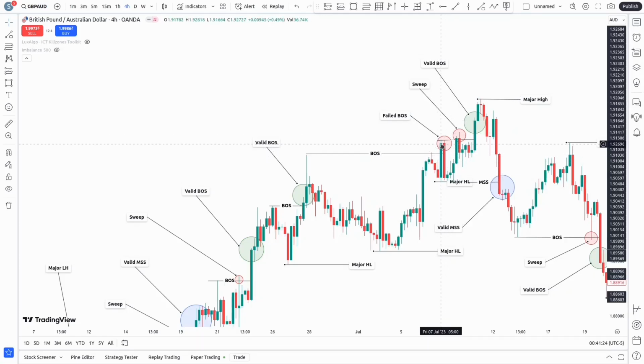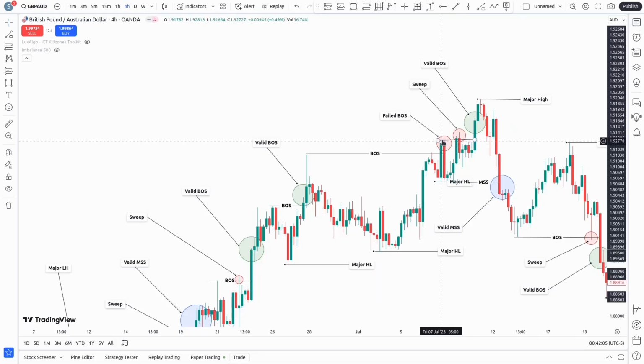A valid break of structure is one where, when this candle closes, we see another bullish candle possibly closing here, or maybe a tiny bearish candle that did not close inside this range, and then maybe the third candle will be a bullish candle. That is what we will use to confirm a valid break of structure or a valid market structure shift and differentiate them from a liquidity sweep.